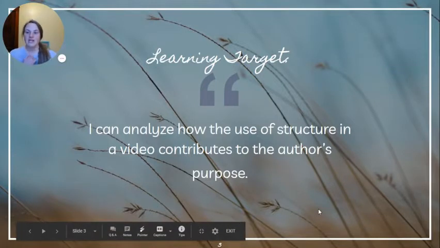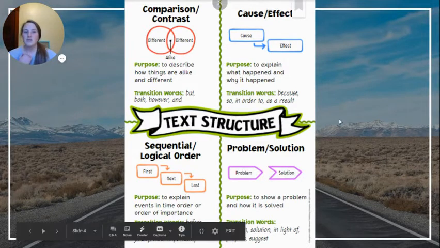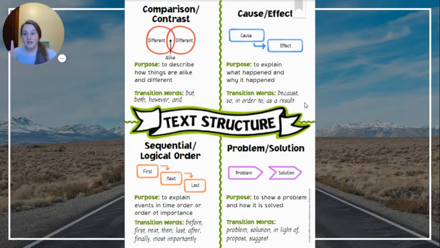So our learning target is I can analyze how the use of structure in a video contributes to the author's purpose. So we're going to be thinking about how the video is organized. We're going to really be focusing on cause and effect here to show how one thing caused another to happen. And then we're going to connect that to author's purpose. So do you think that the creator of this video was trying to inform us, persuade us, or entertain us? Those are going to be our two focuses as we watch the video.